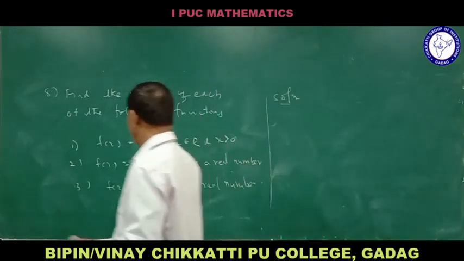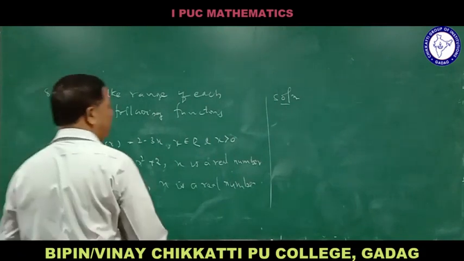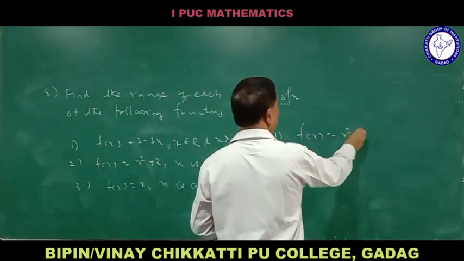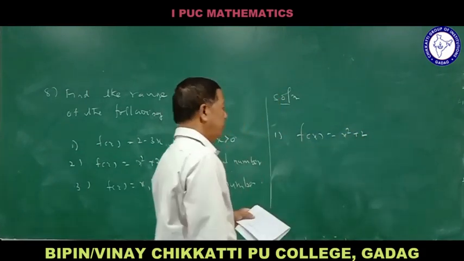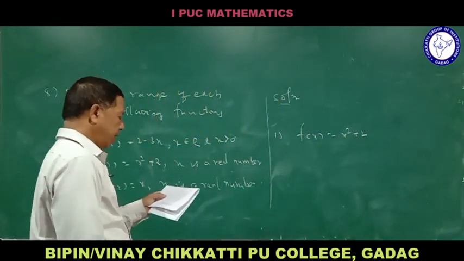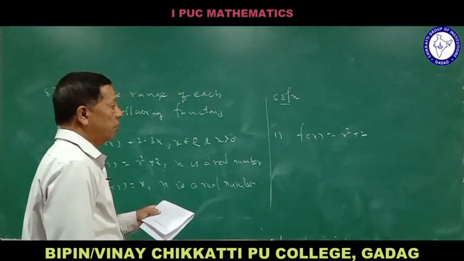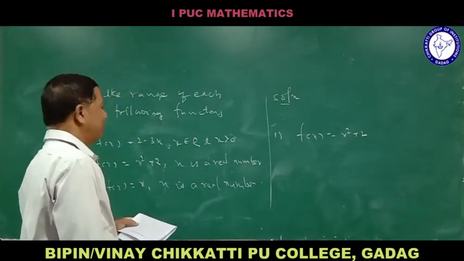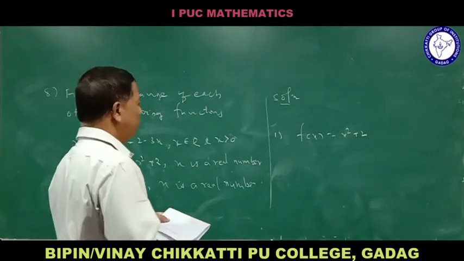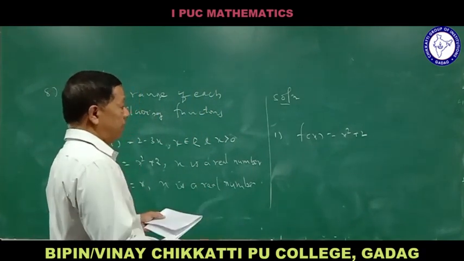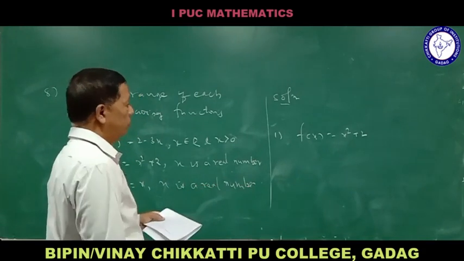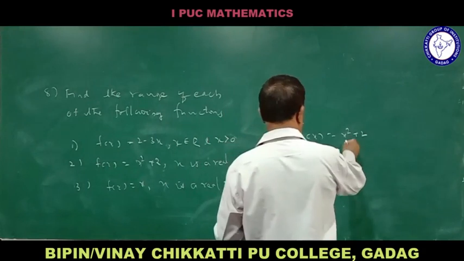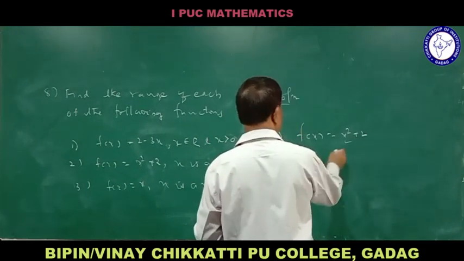Likewise, see the second one I am explaining here. What is the second one? F of x is equal to x square plus 2. See here, x is a real number, and you can take any real number. If x is equal to 0, what will we get? 2. And you will get any number, 0 to any number, so 0 to infinity you can take. So when x is equal to 0, the range gives 2.